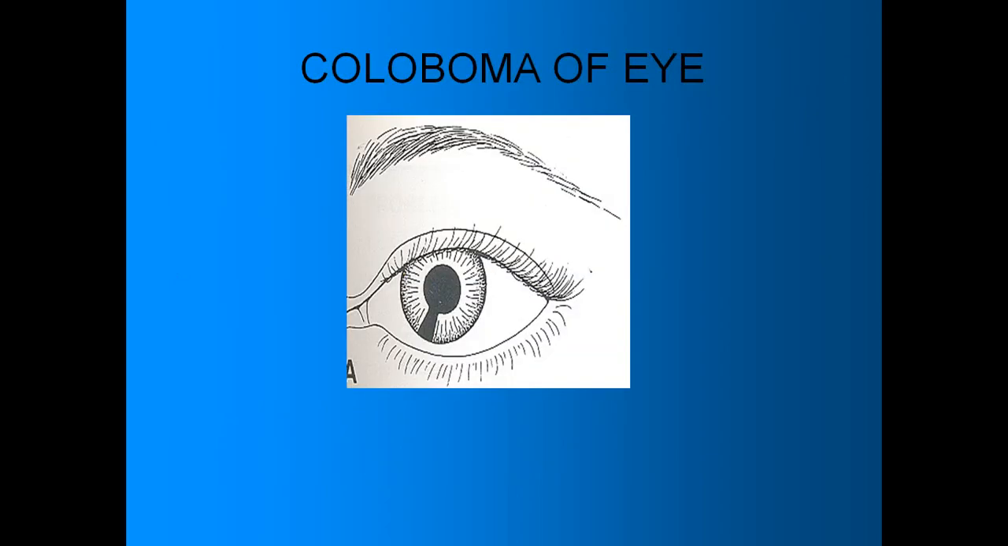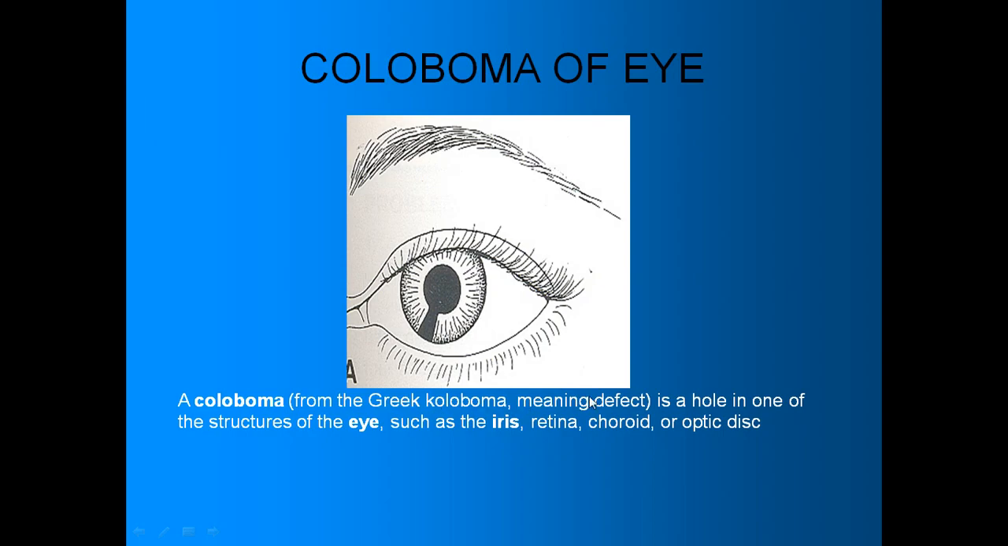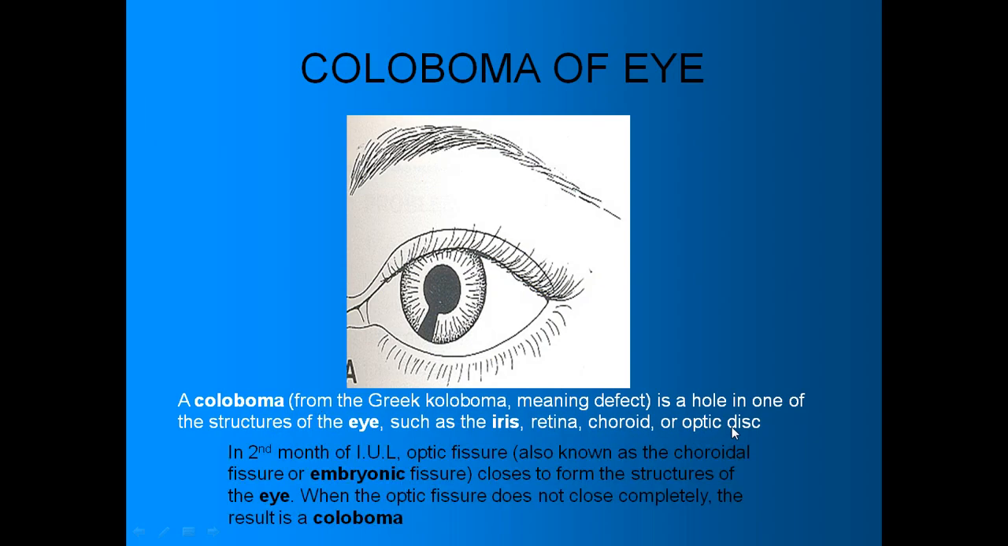So coloboma of the eye is a cleft, defect or a hole in the structure of the eye. It can be limited to the iris, it can extend to the ciliary body or the retina also, and choroid, optic disc as well. The embryological basis for this is that in the second month of intrauterine life, the optic fissure, also called the choroid fissure or the embryonic fissure, usually should close to form the structures within the eyeball. When the optic fissure or the choroid fissure fails to close or does not close completely, it will result in coloboma.